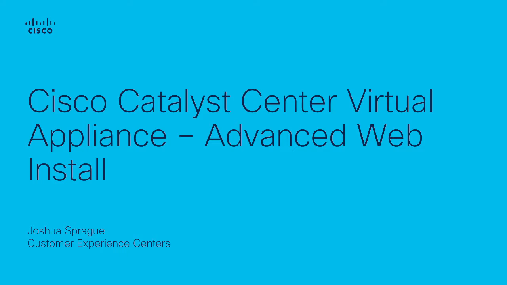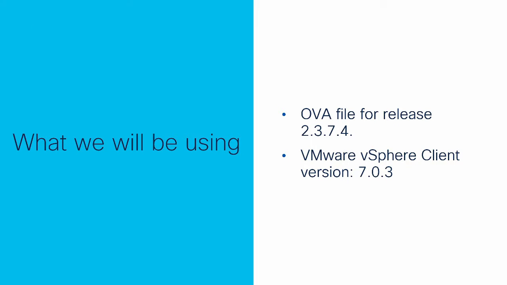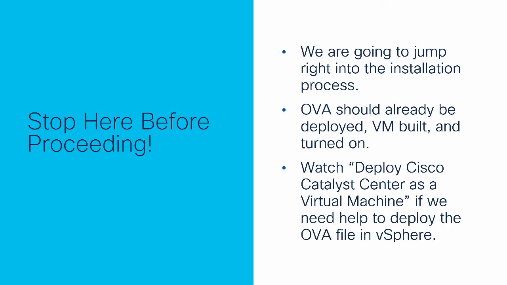Today, I'll be showing you the advanced web installation option of the Cisco Catalyst Center virtual appliance. The Cisco Catalyst Center's OVA release file we will be using in this advanced web installation example will be 2374. The VMware vSphere client version we will be using is 703. As a side note, this is assuming we have already deployed the OVA file for 2374 on our vSphere client and we are ready to proceed with the advanced web installation process.